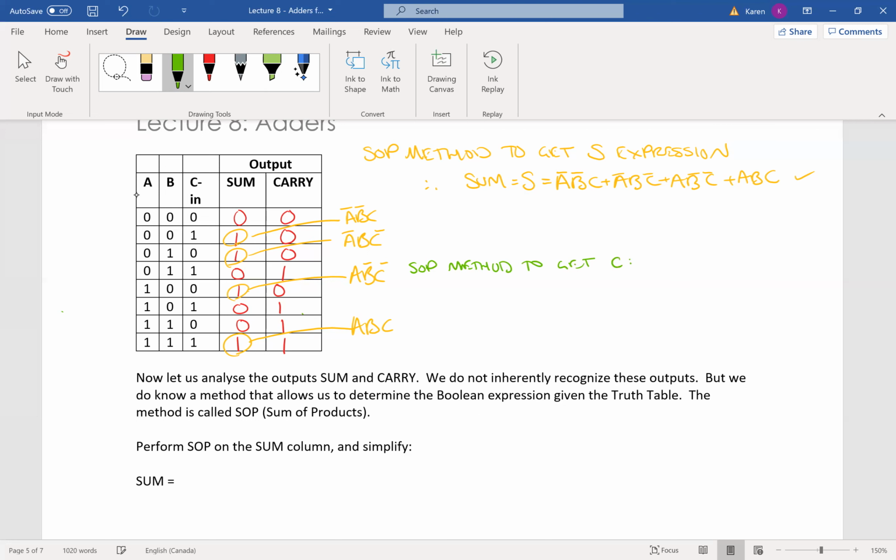So to get carry, let's do the sum of products method. I circle all of the outputs, and I don't care about anything that I hadn't circled, and I write all of the products. And I invert anything that is a 0. And then I add them all together. So carry, you can call it C, is equal to the sum of those 4.